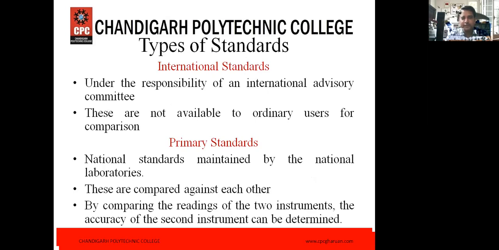These are some types of standards, that is the international standard that has been accepted internationally. Next is the primary standard. National standards are the primary standards. By comparing the readings of the two instruments, the accuracy of the second instrument can be determined in this category.